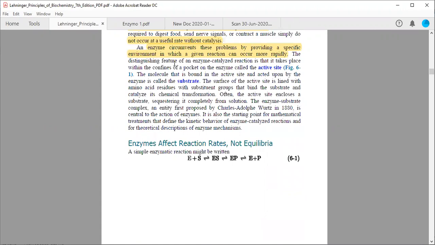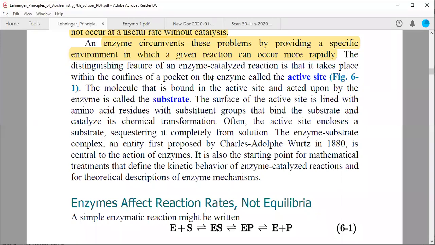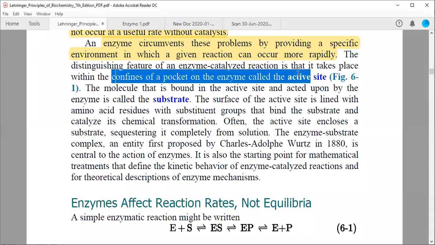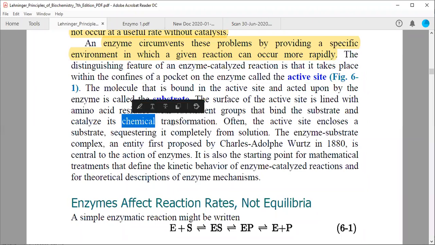The enzyme catalyzed reactions take place within the confines of a pocket on the enzyme that is called the active site. So the active site is some specific site on the enzyme where it is able to bind specific substrate molecules. A molecule that is bound in the active site and acted upon by the enzyme is the definition of the substrate. So the molecule which is bound to the active site of an enzyme is called the substrate for that particular enzyme. Then the enzyme catalyzes the chemical transformation of this substrate.